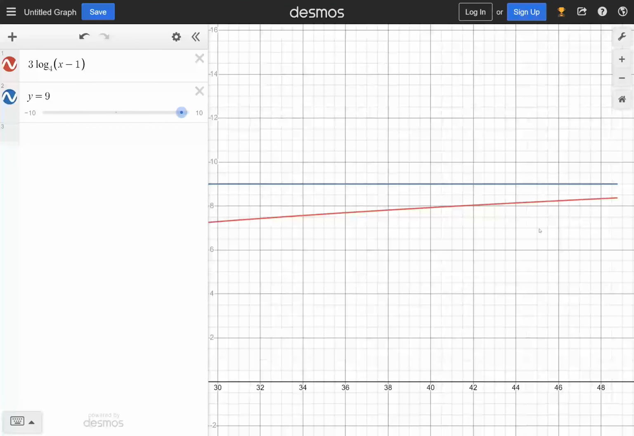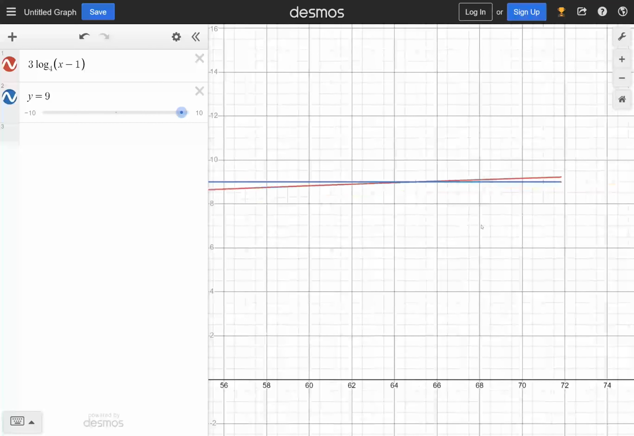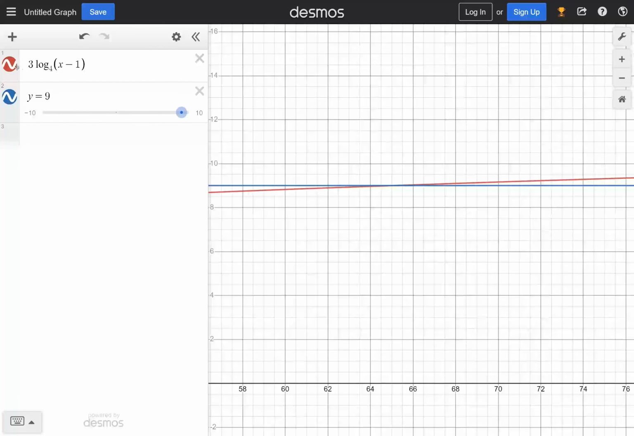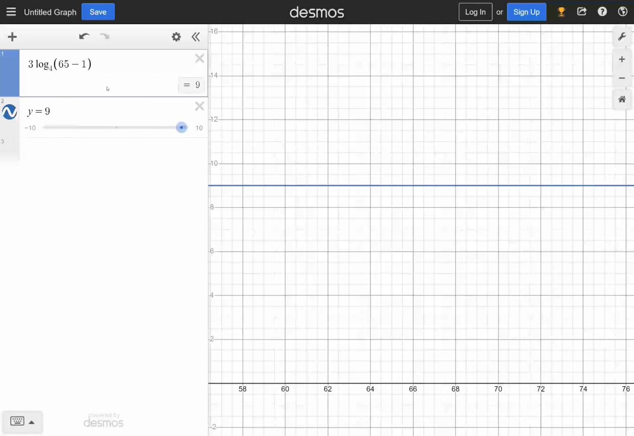If I keep going, I see blue is my y, and then red is my log graph, and they seem to intersect right around here. If I keep clicking, Desmos will actually show me. So y is going to be 9 when x is 65. So let's go ahead and test it out. We put 65 there. Yes, they both equal 9. So that's my answer for that one.